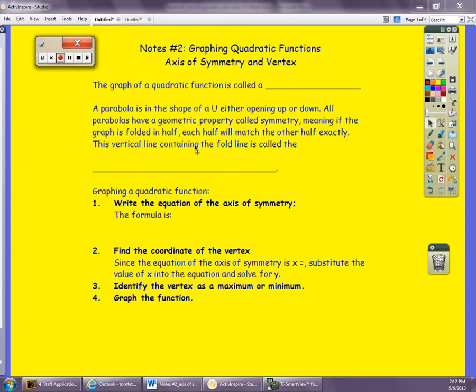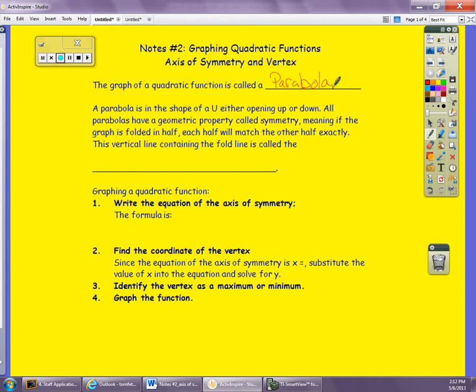Alright, notes number 2, graphing quadratic functions and the axis of symmetry and the vertex. So we're going to be graphing these and then looking at two properties of these graphs, the axis of symmetry and the vertex. Now, when we graph a quadratic function, the graph is called a parabola. P-A-R-A-B-O-L-A, parabola. Now, the parabola is in the shape of a U, and it's either opening up or down. So once we start graphing these, you're going to see what a parabola looks like.